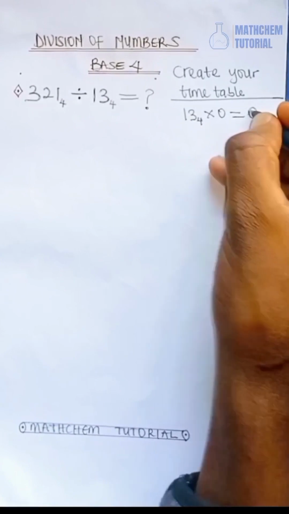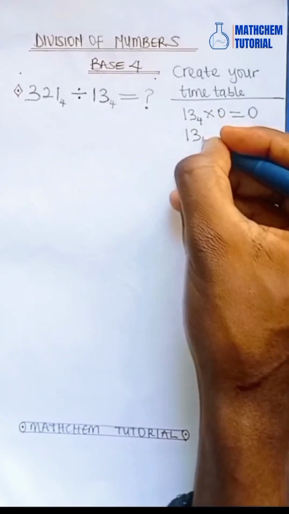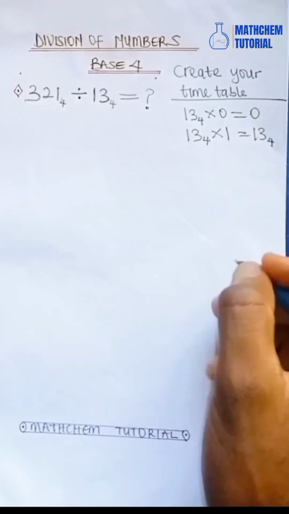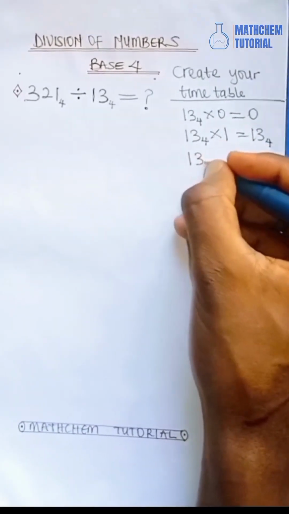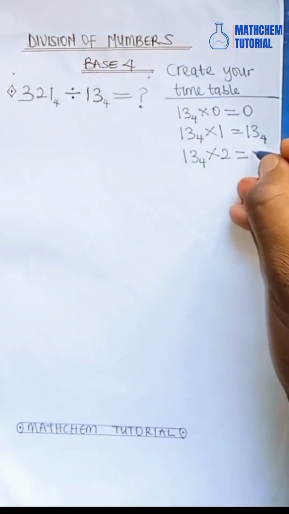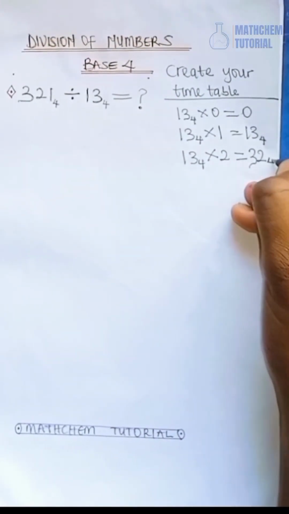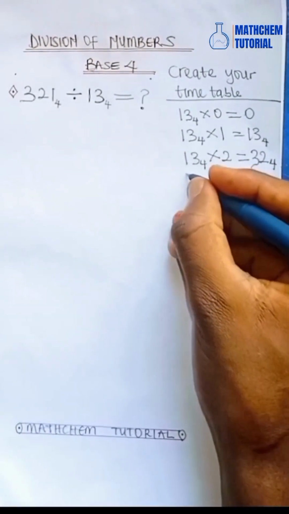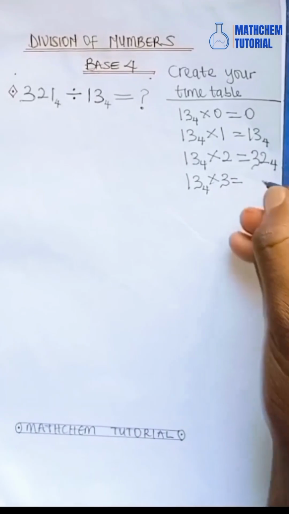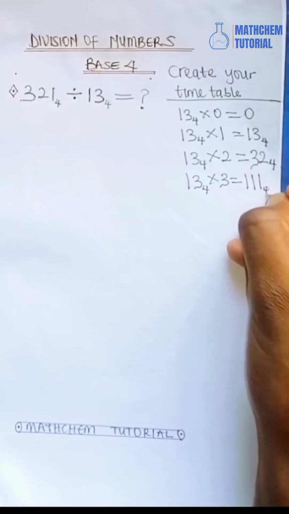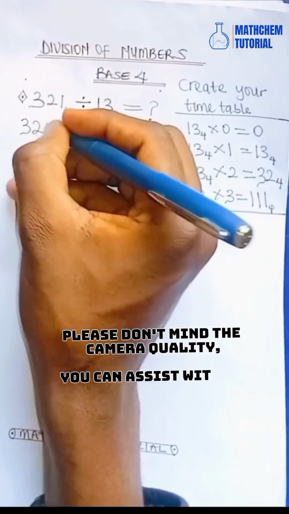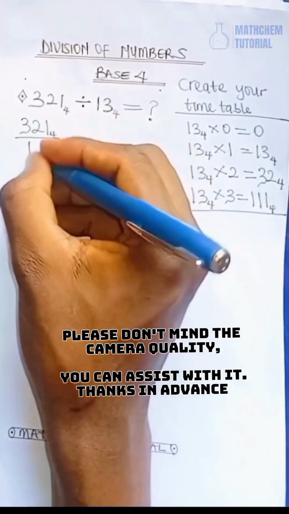So 13 base 4 times 0, and that gives what? 0. 13 base 4 times 1, that still gives 13 base 4. Then 13 base 4 times 2, and that will give us 32 base 4. Also 13 base 4 times 3, and that will give 111 base 4. So that's the timetable we are using for the division.